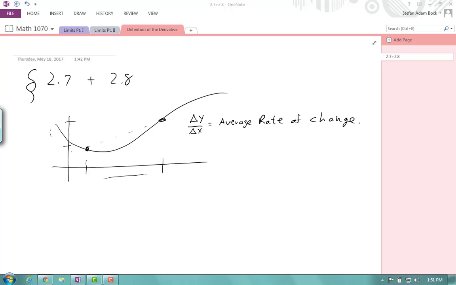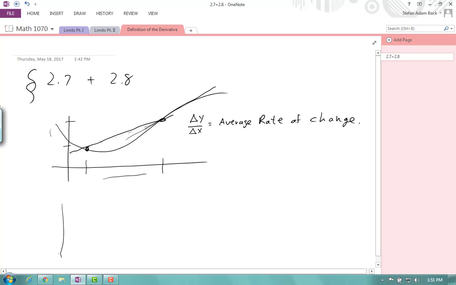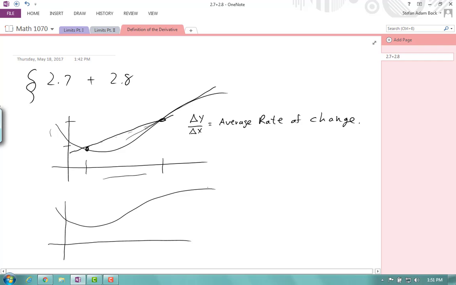So instead of having this secant line through 2 points, I want to have information about this tangent line through 1 point. My picture's not fantastic. I'll draw another one later. So the problem we are tasked with is finding the instantaneous rate of change of a function. Say here, I want to find the rate of change at exactly this one spot.